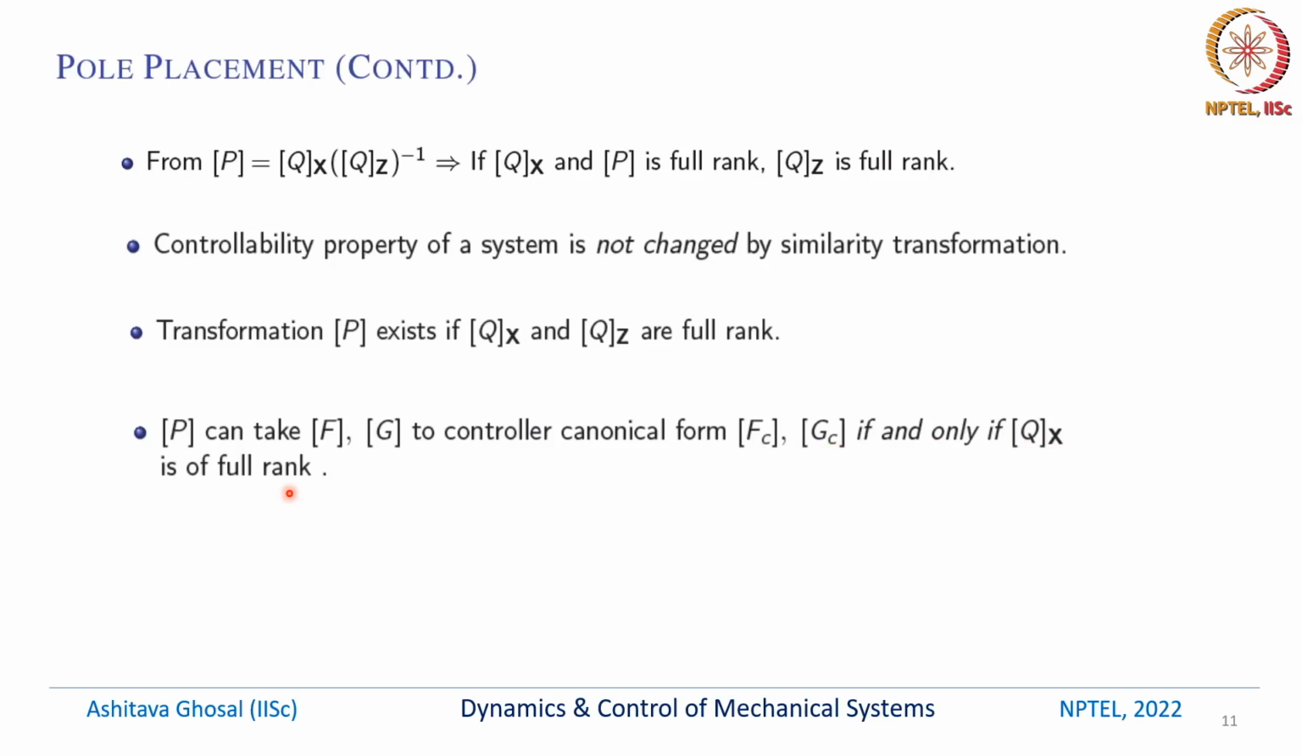Okay, I hope this is clear that we are going to transform from x to z using a matrix P, and then I showed you that the controllability property does not change. So in terms of Qz, we can check that the transformation P exists if Qx and Qz are full rank, and hence P can take F and G to the controller canonical form if and only if Qx is full rank. And what is Qx? It is the controllability matrix with F and G.